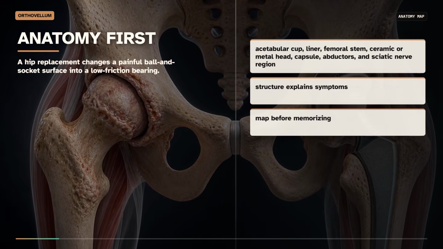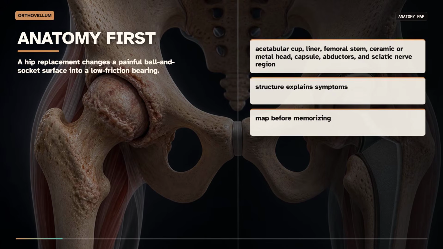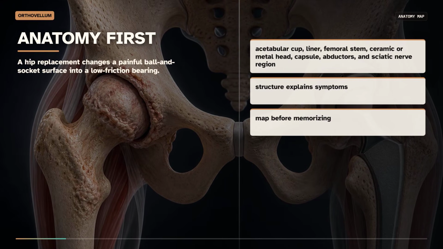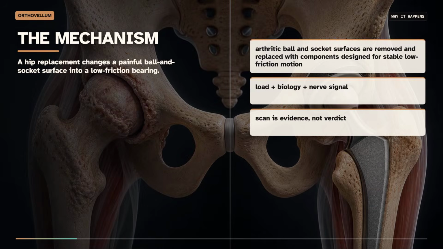In real life, the problem sounds like this: groin pain, stiffness, trouble with socks, walking limitation, and anxiety about implant materials. That story is the doorway into the diagnosis. It tells us which tissues are likely overloaded, irritated, torn, compressed, or failing to share load. The core mechanism is arthritic ball and socket surfaces are removed and replaced with components designed for stable low-friction motion.